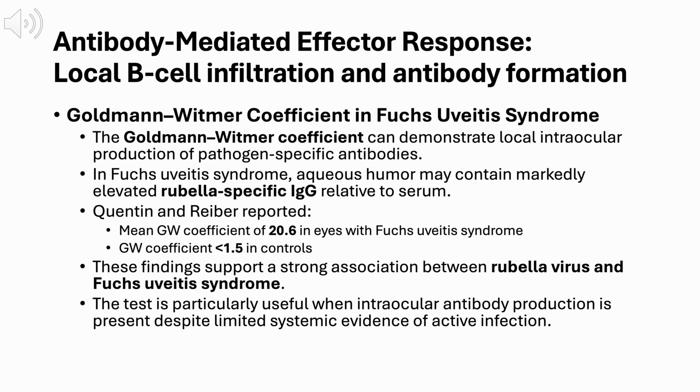The numbers from Quentin and Reiber are striking. A mean Goldmann-Witmer coefficient of 20.6 in eyes with Fuchs' uveitis syndrome versus less than 1.5 in controls. That enormous difference supports a strong association between rubella virus and Fuchs' uveitis syndrome, a genuinely important etiologic insight, and the test earns its keep clinically precisely when intraocular antibody production is present, despite limited systemic evidence of active infection.